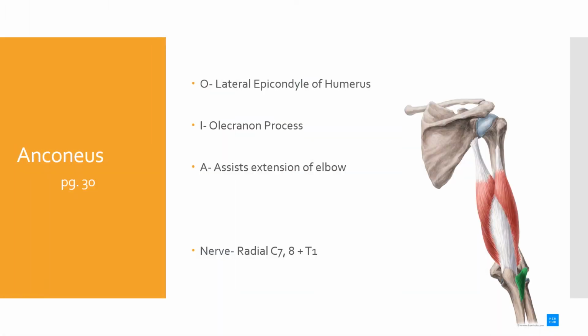Anconeus, origin, lateral epicondyle of humerus. Insertion, olecranon process. Action, assists extension of elbow.